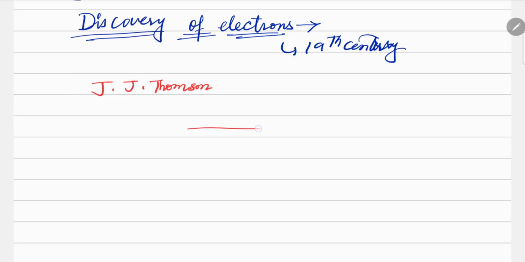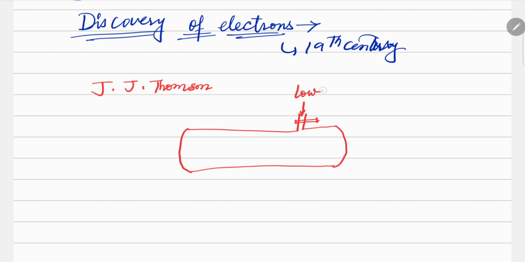He was working on a certain experiment. What did J.J. Thomson do? He took a closed glass tube and added inert gases at very low pressure into the glass tube. He also took two spherical plates and put them on either side of the glass tube, and then connected them to an outer source of battery.